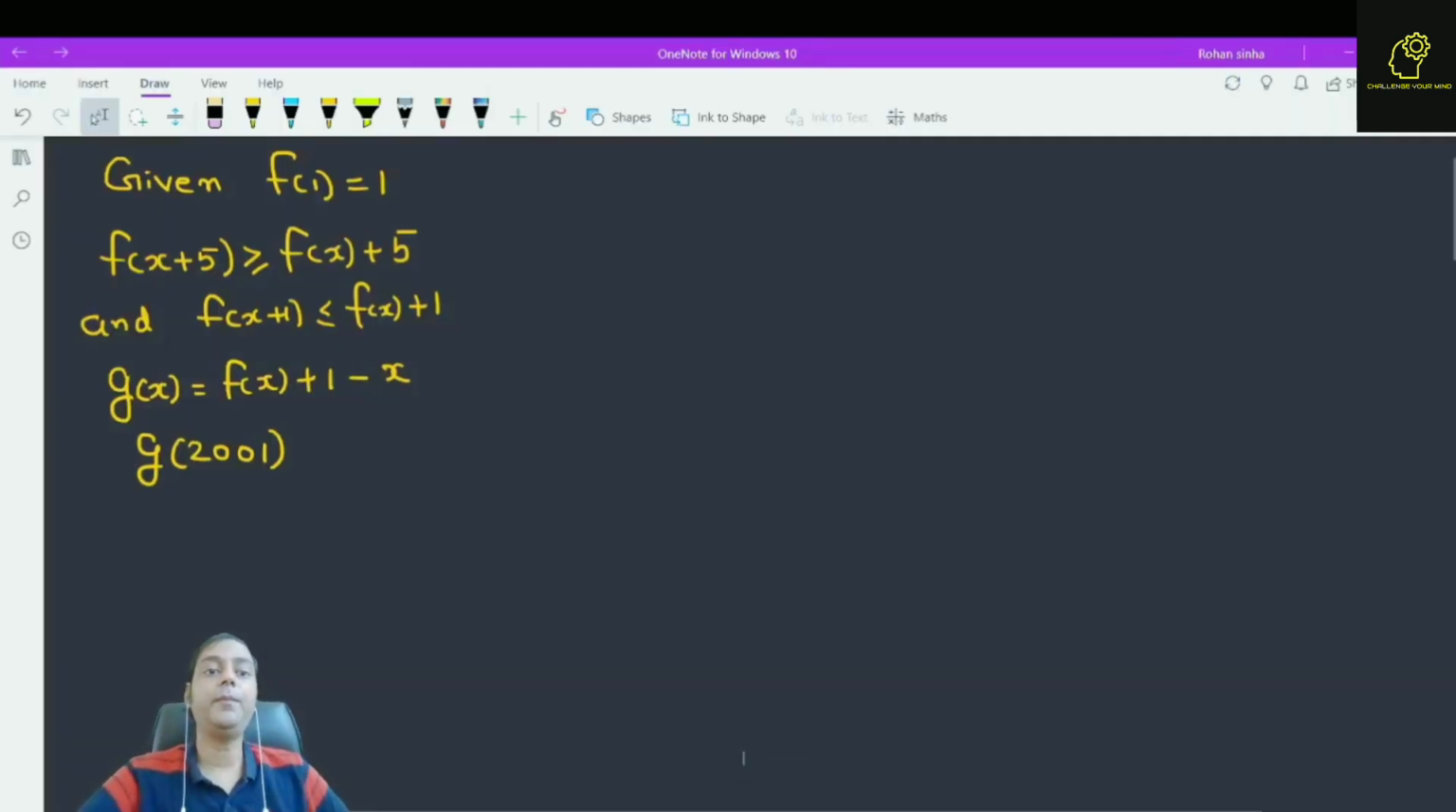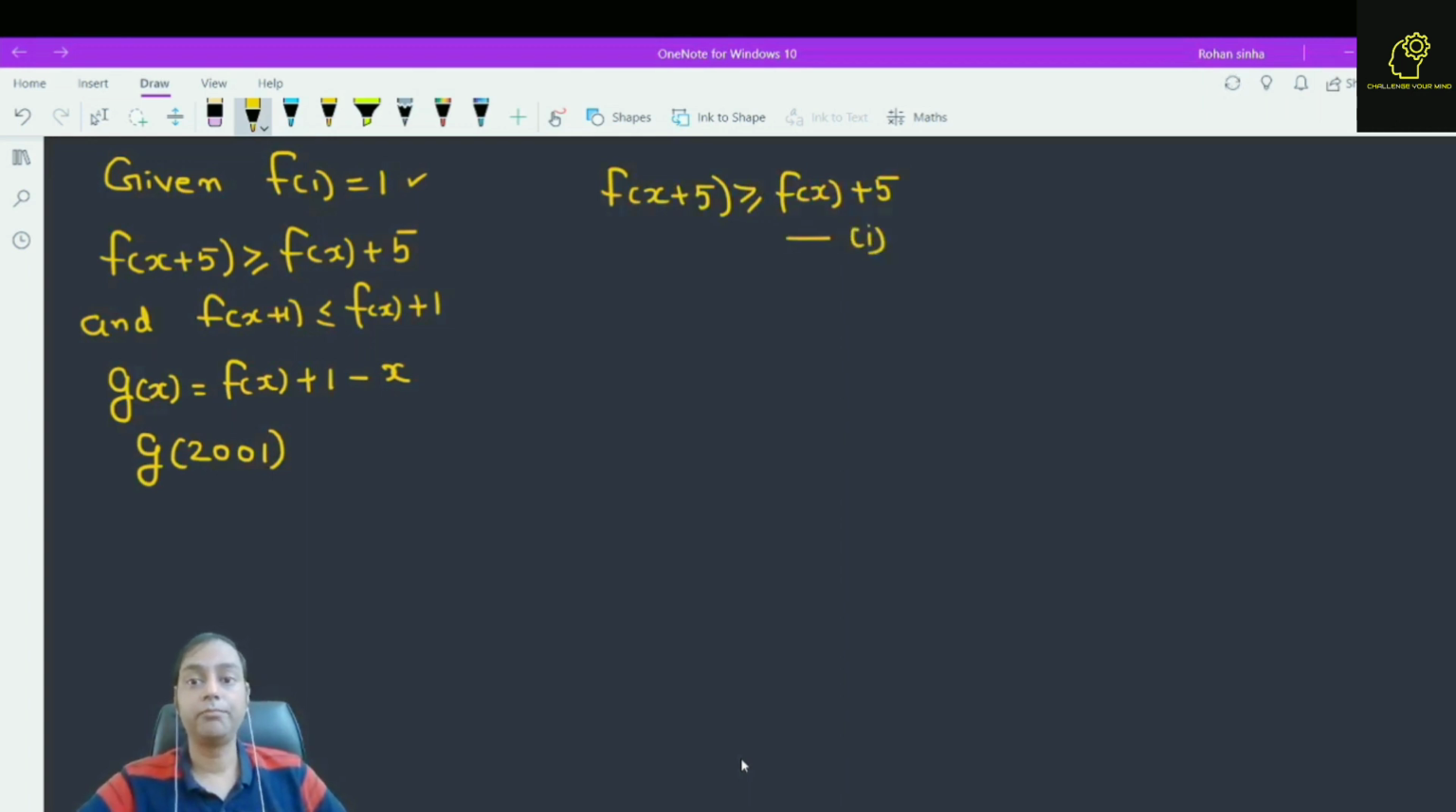Now, what is given? It is given that f(1) = 1, f(x+5) is greater than or equal to f(x) + 5. Say this is equation 1, and f(x+1) is less than or equal to f(x) + 1. Say this is equation number 2.